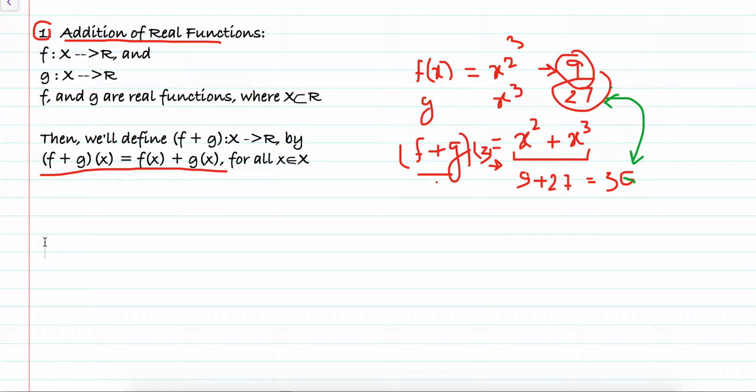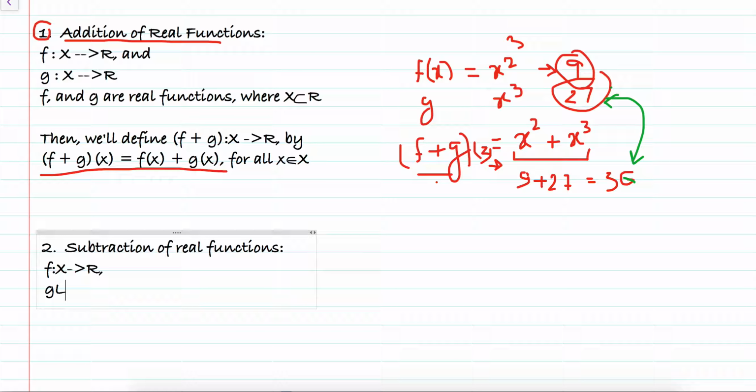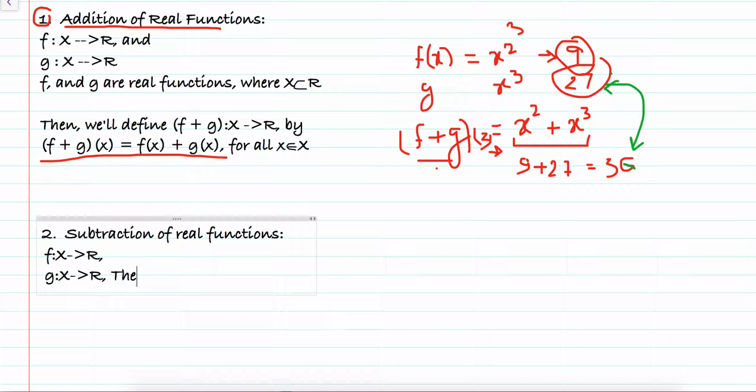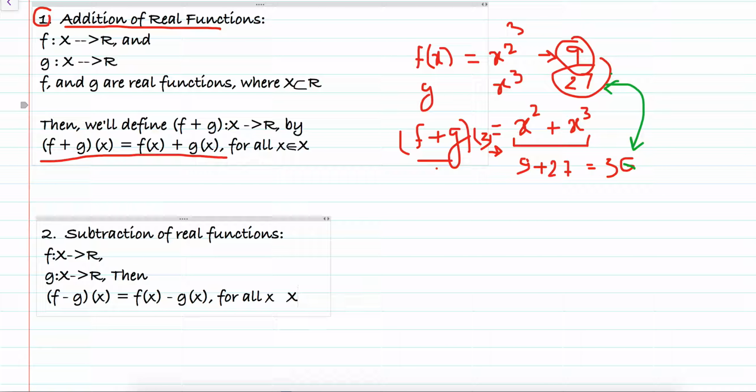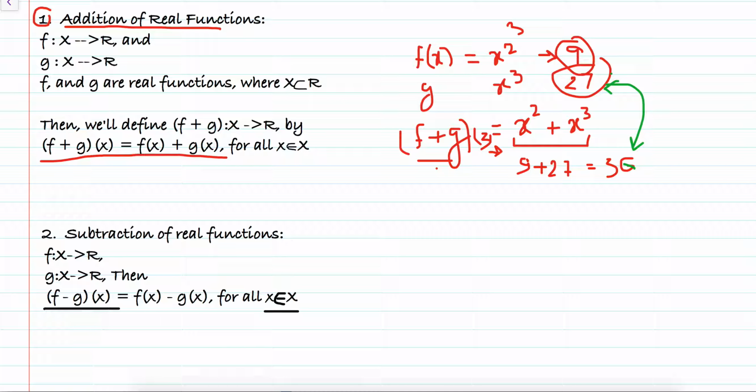So now we will quickly see subtraction. Again this is similar to our addition definition. f is a function from X to R and g is a function from X to R. Then (f minus g)(x) will be defined as f(x) minus g(x) for all x belonging to capital X. So this is our definition of subtraction.